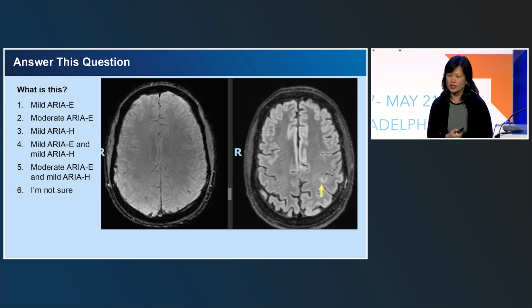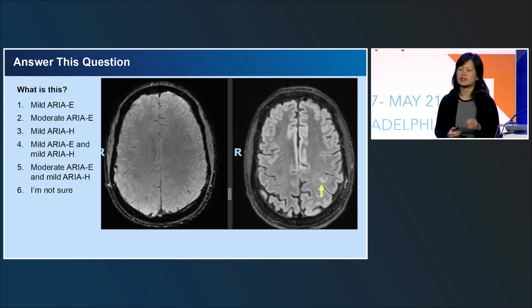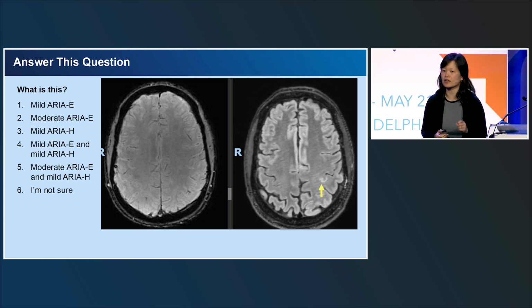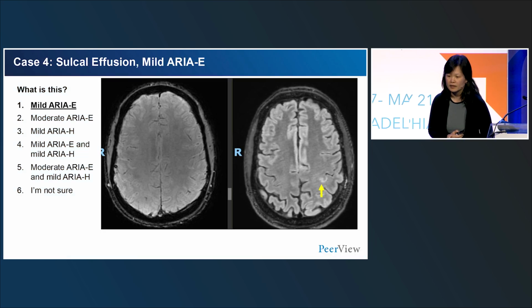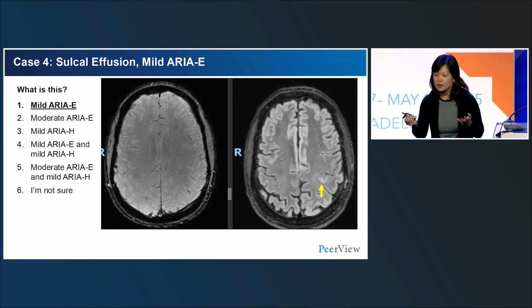Okay, and this is the next question, and you can see the area of abnormality pointed out with the arrow. This is a little bit harder because not only are you identifying what this is, but what type of ARIA this potentially is, and yes, they're on therapy. So indeed, that arrow is actually pointing to this small little area of sulcal effusion. It looks like in the central sulcus. I guess I gave it away, there was no arrow on the SWI, but yes, this is a case of mild ARIA-E.